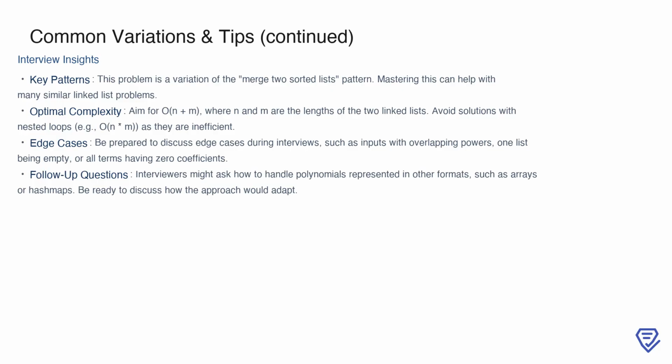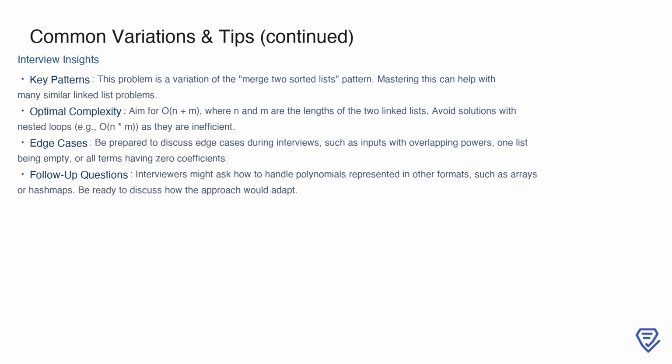Also, be prepared to discuss edge cases, such as when one list is empty, when there are overlapping powers in the terms, or when all terms have zero coefficients. These scenarios often come up during interviews. Additionally, interviewers might ask follow-up questions, such as how you would handle polynomials represented in alternative formats, like arrays or hash maps. Be ready to explain how your approach would adapt to these variations, as this demonstrates a deeper understanding of the problem.